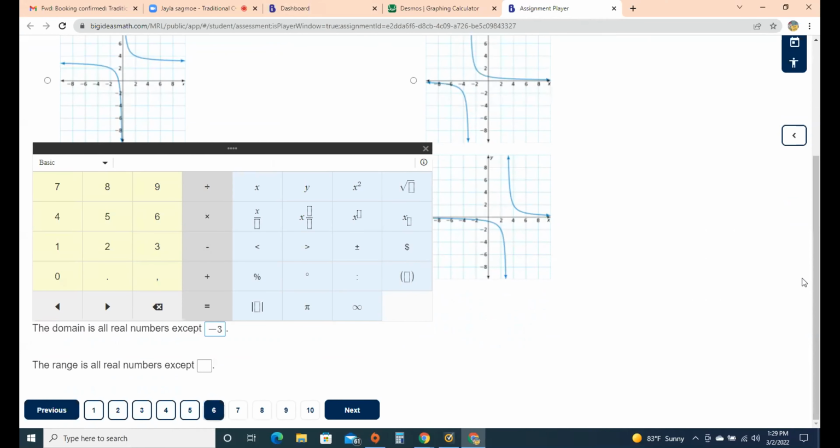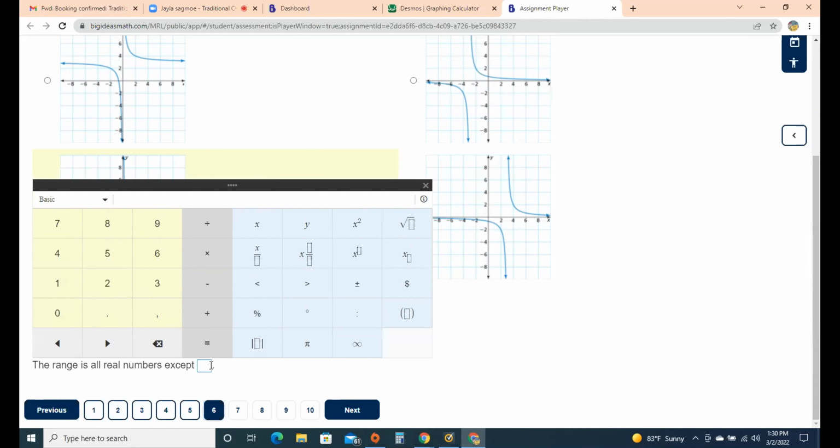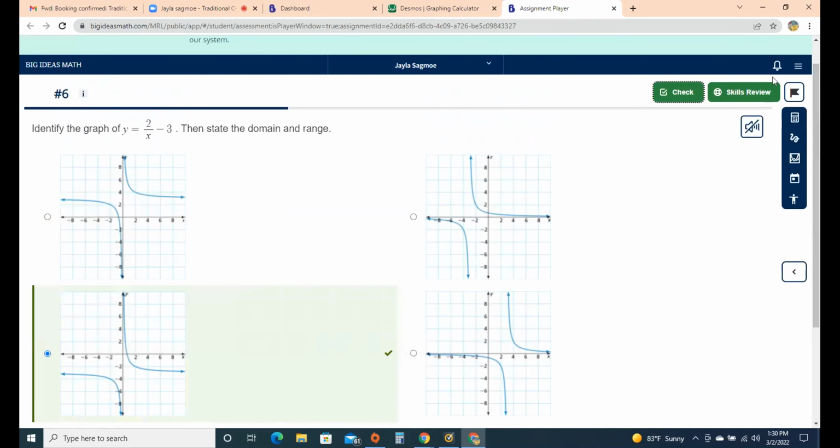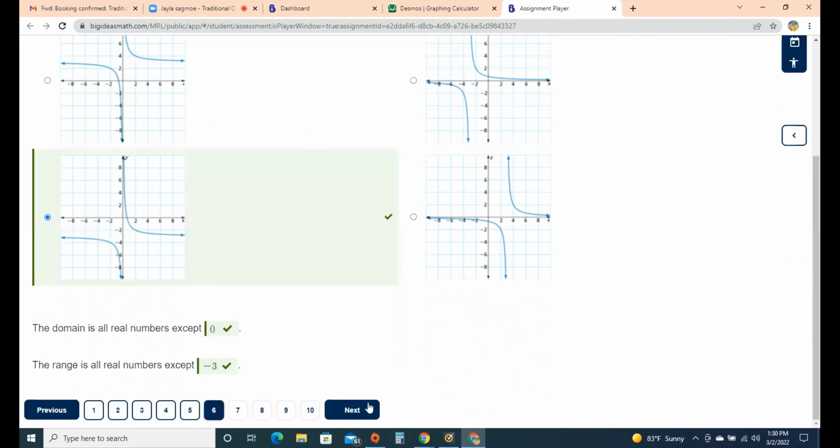So we have to say everything but 0, all real numbers except 0. The range is all real numbers except for that horizontal line, which was at -3. Cool.